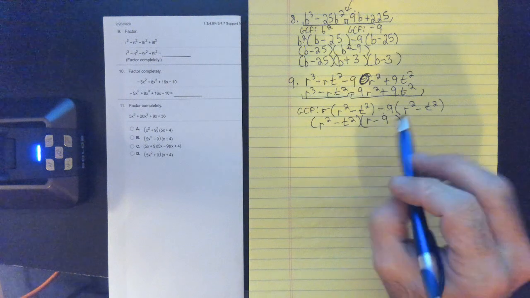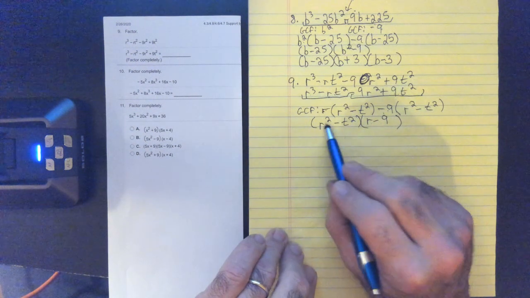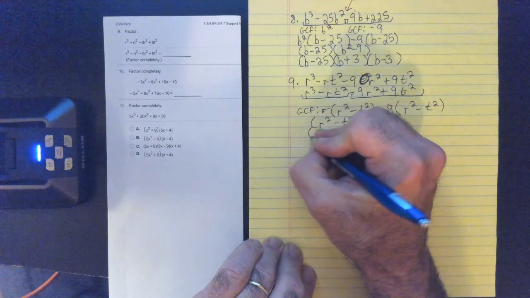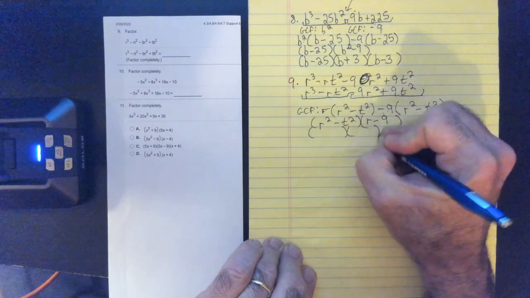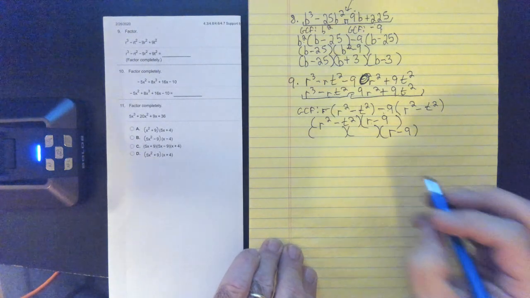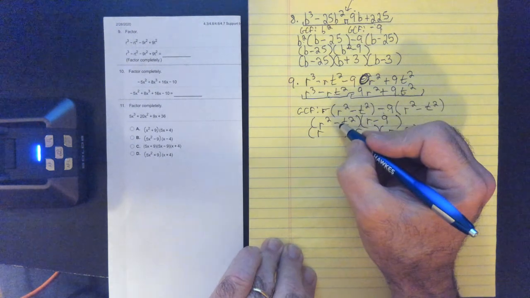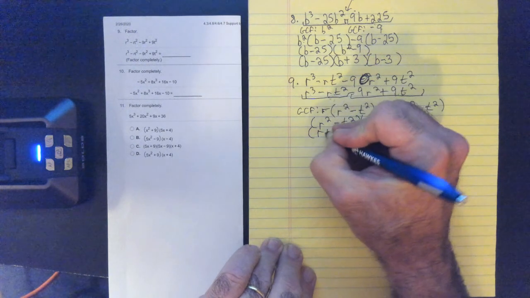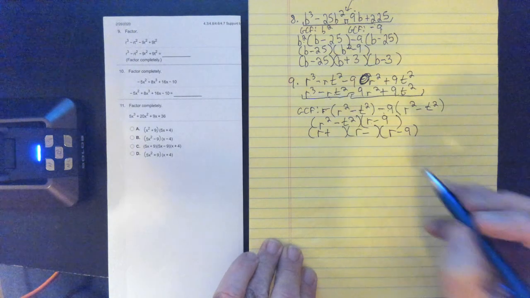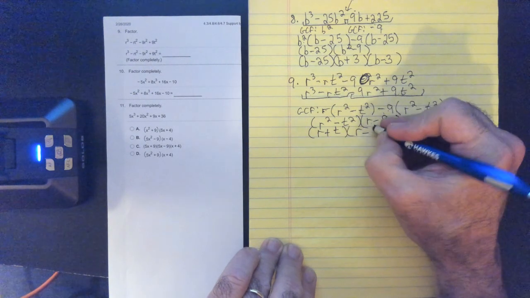Alright, so the r minus 9 will not go further because that's a single r. But the first one is perfect squares, so we're going to make that 2 parentheses, and then at the end will still be the r minus 9. Alright, so to get an r squared, that's going to be an r and an r. Last one's negative, so that's 1 positive and 1 negative. And the only way to get that t squared is a t and a t.